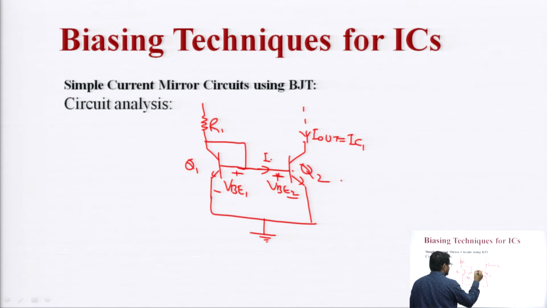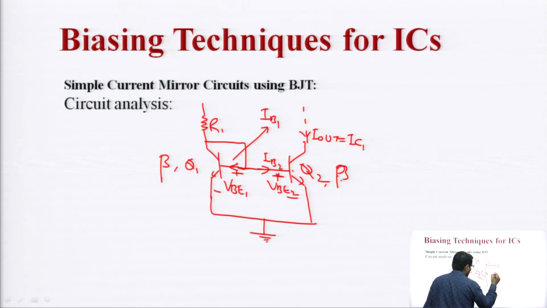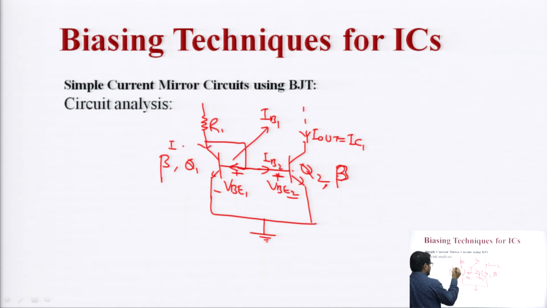Here is IB2, the base current of transistor Q2, and at this point IB1, the base current for transistor Q1. We consider both transistors identical with the same beta value. Let us suppose both have equal area, equal doping, and equal beta value. This is the collector current IC1, and the current through the resistor R1 is I reference.